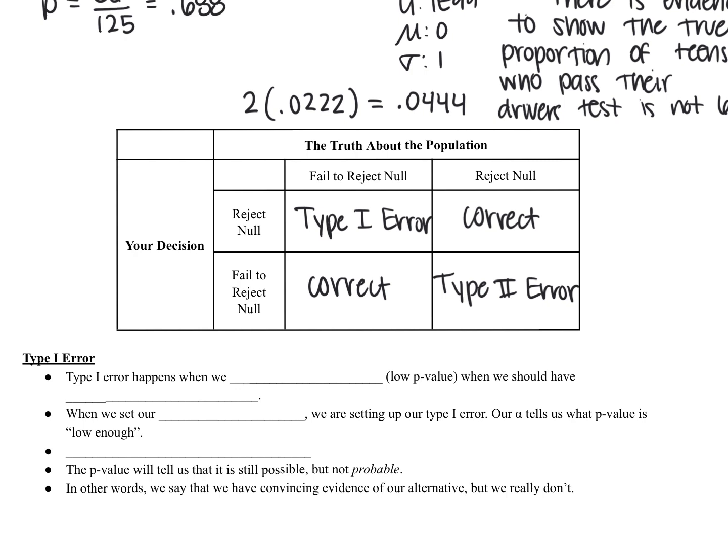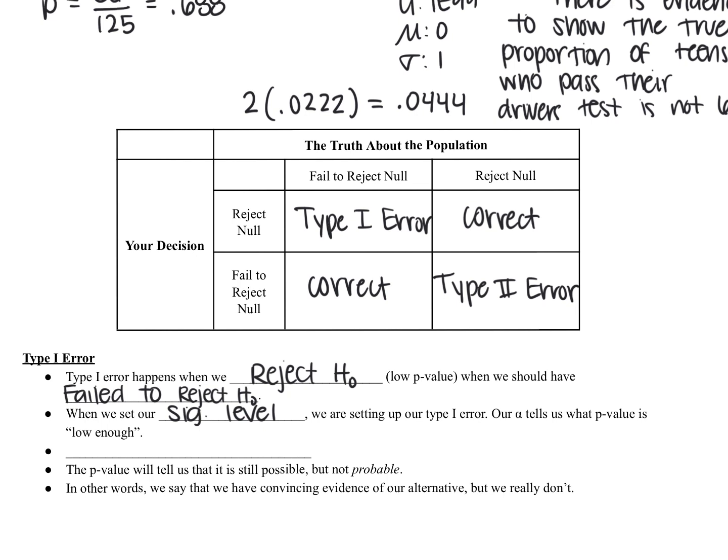So a type 1 error occurs when we reject the null hypothesis. So we had a low p-value when we should have failed to reject the null hypothesis. So when we set the significance level, which I'm just going to abbreviate, we are setting up our type 1 error. Our significance level determines what is considered a low enough p-value. So our alpha tells us what p-value is low enough.